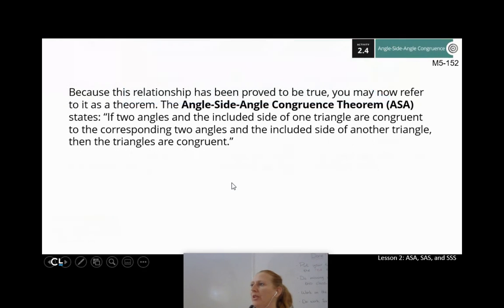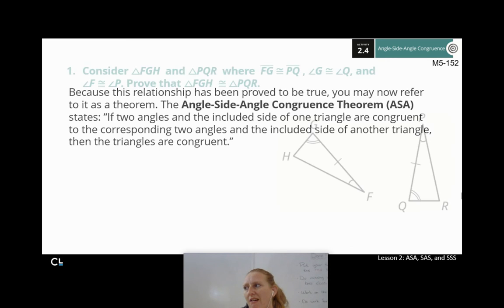True story. So because we now understand this relationship, we can refer to it as a theorem. Angle, side, angle congruence theorem. We usually refer to it as ASA, just to make it a little easier on ourselves. And it states that if two angles and the included side of one triangle are congruent to the corresponding two angles and the included side of another triangle, my triangles are congruent. So if two angles and the side in between are congruent to two angles and the side in between of another triangle, my triangles must be congruent to each other.